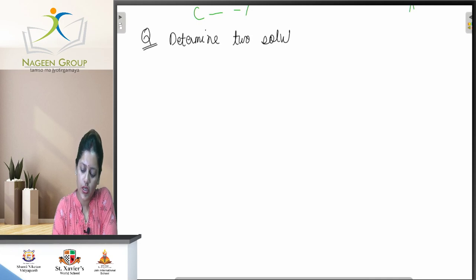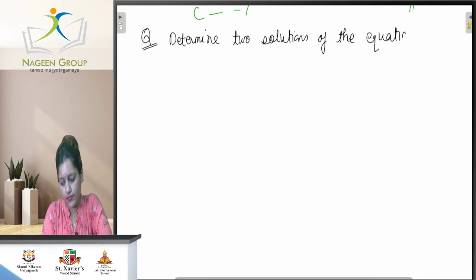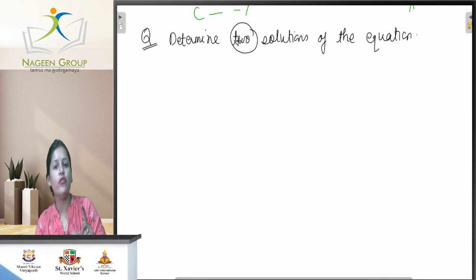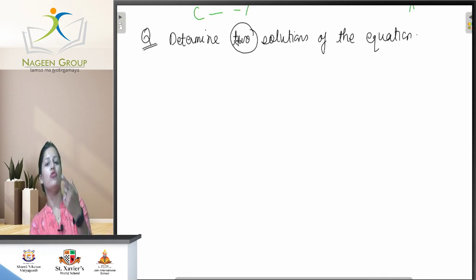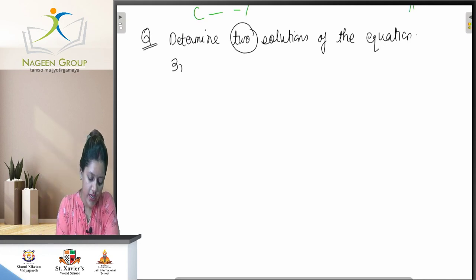Determine two solutions of the equation. How many solutions? Two solutions. So you have to put two values of one variable and you get two values of the other variable. So the equation is 3x - 9y + 8 = 0.